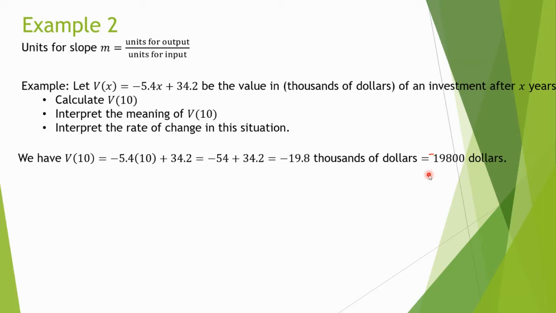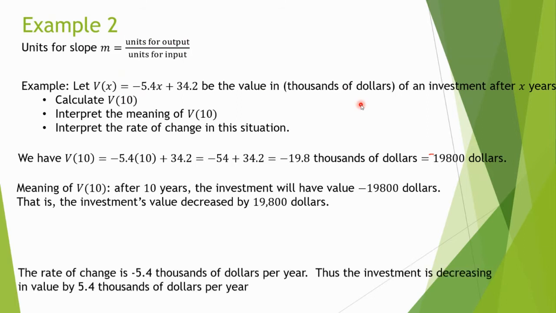Now, what is the rate of change here? Well, that's always the coefficient of x. So in this case, the rate of change is that negative 5.4. And remember also the units above it. So the units for the rate of change here will be thousands of dollars over years. Thousands of dollars is our output unit. Our x is years.